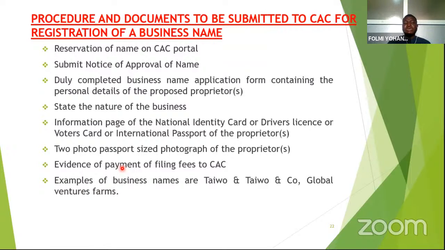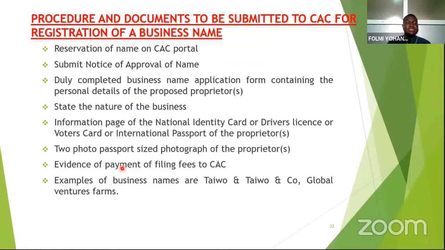Business name, especially when you are running a sole proprietorship or partnership and you don't intend to make it a company, then you need to register it with the CAC as a business name. So what we are going to look at now is the procedure and documents to be submitted to CAC for registration of a business name.